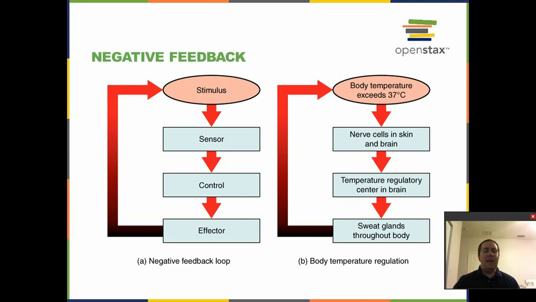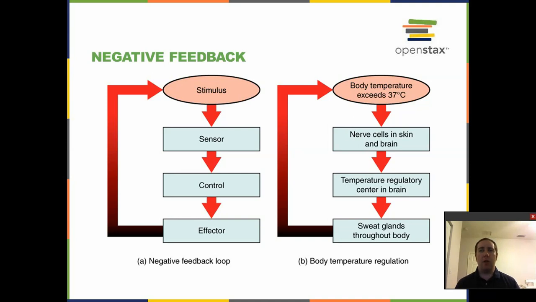So here is an example of a negative feedback loop in our body. And so we still have the sensor, the controller, and the effector. In this situation, our body temperature is going to go up. We have nerves in our body that are going to sense that our body temperature went up.